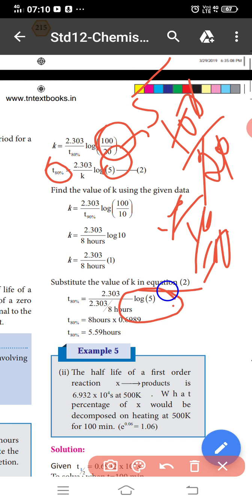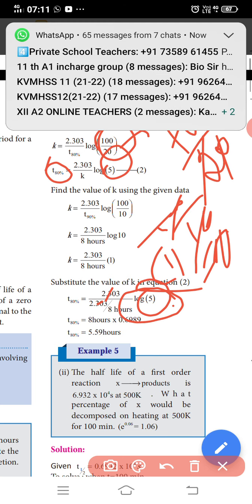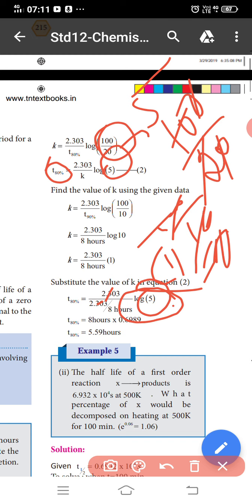Log 5 value is the constant 0.6989. 2.303 cancels, so 8 hours into log 5 value 0.6989, divided by log 10 value 1. So 1 into 0.6989. Okay, and t 80% is equal to 5.59 hours.